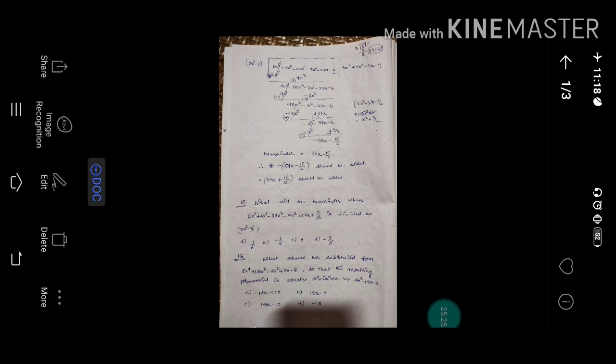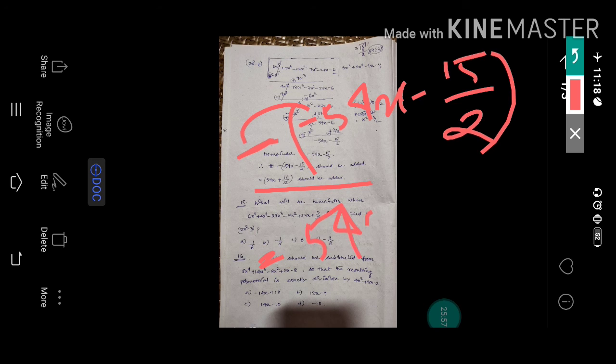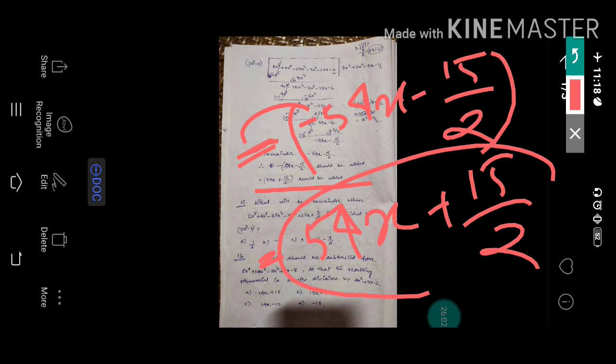So the remainder will be minus 54x, it is given. So see the question, it is asked what should be added. So that means this will be your answer, negative of the remainder. Negative of minus 54x minus 15 by 2, because your remainder is already in minus. You need not check, just before the remainder you have to write the negative sign, then do the multiplication: minus minus will become plus 54x, then again this minus into this minus, plus 15 by 2. So this will be your answer.